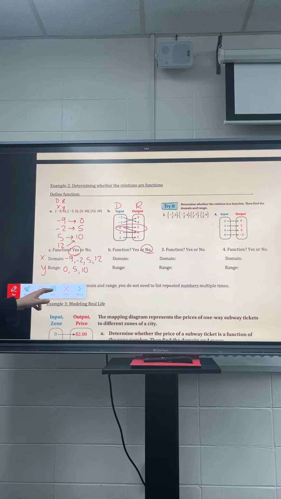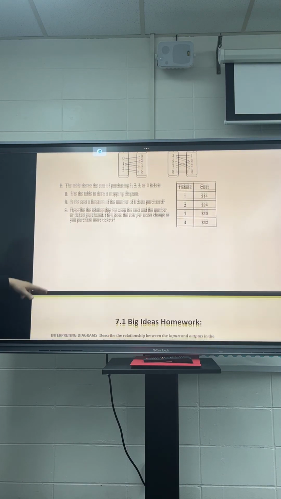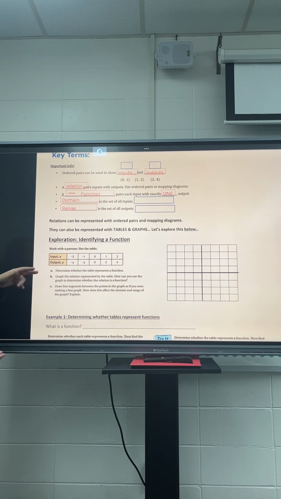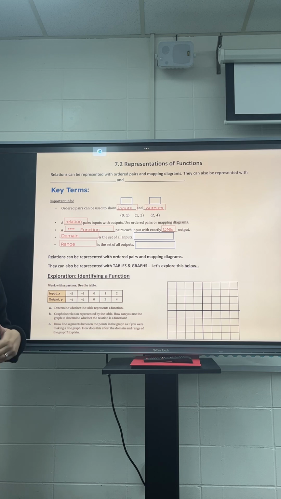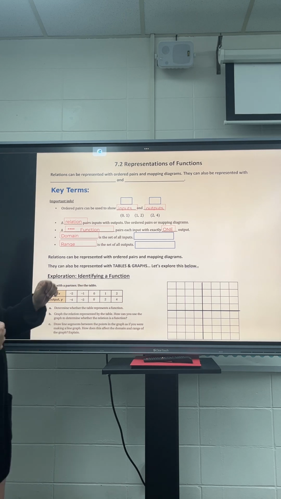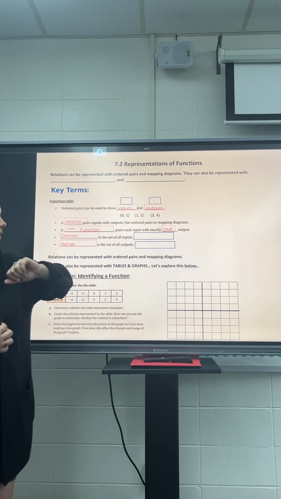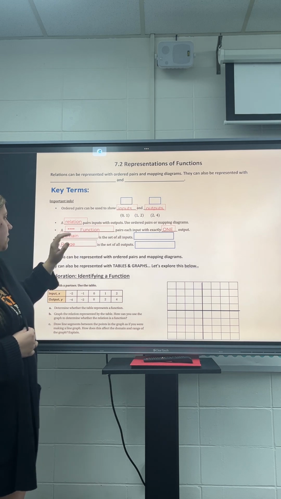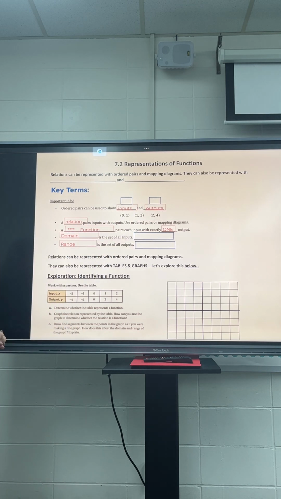After we did this, we went into looking at what it looks like on a graph and in a table. So in 7.2, we reviewed all of those terms because you have to be able to interchange all of those words, knowing that inputs are the same thing as x values, outputs are the same thing as y values, or domain is the same thing as inputs and x, and range is the same thing as outputs and y. You have to know those things.